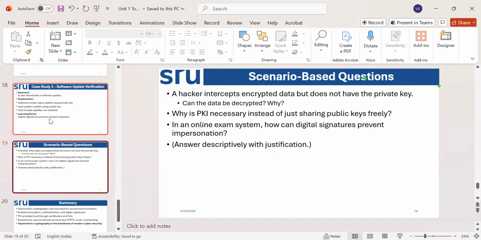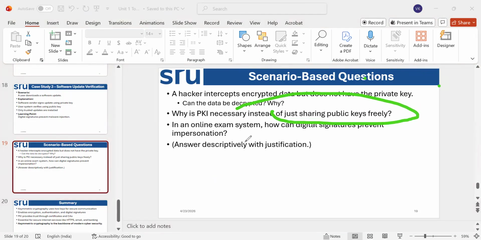Here, a scenario based question means: a hacker intercepts encrypted data but does not have the private key. Can the data be decrypted? Why? It cannot be decrypted because we need both keys. Why use a digital signature instead of just sharing the public key freely? To make sure the data is secure. In online exams, how can a digital signature prevent impersonation? If the signature matches the registered signature, then no problem. Like that, we can discuss questions and practice them in class and in free time.